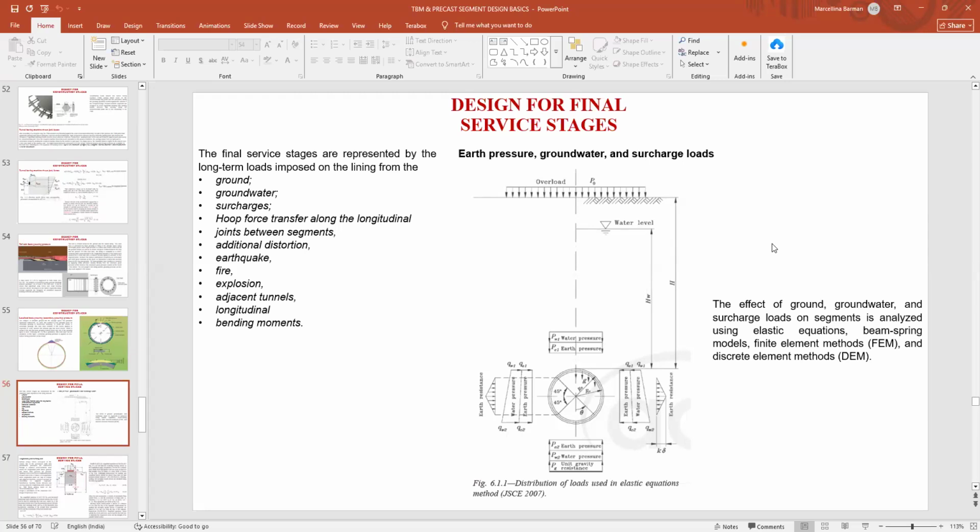So these are mostly the loads we take in the final design stages. And this is the diagram where we are defining the surcharge load, the water load, the water thrust, the earth pressure, and the buoyancy load. Everything we are defining here.